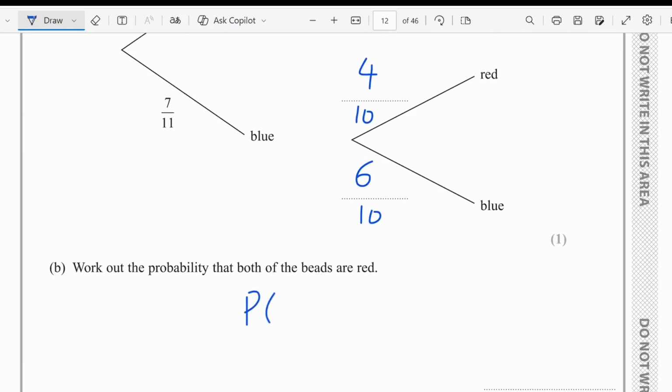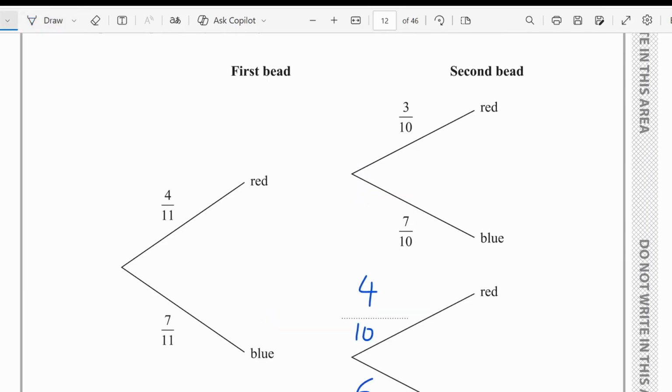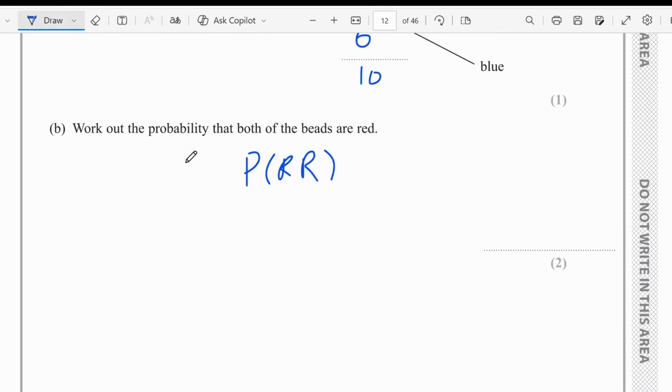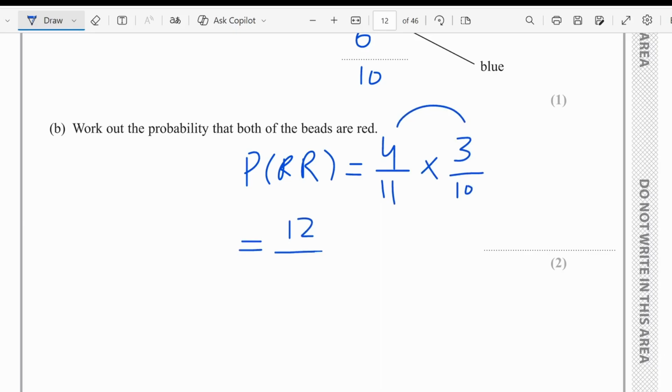We have to find the probability of red and red. That would be the probability of first red, second red. It would be 4 by 11 times 3 by 10. If we simplify this, it would be 4 times 3, 12, and 11 times 10 is 110, divided by 2 both, it would be 6 over 55. That's our answer for this part.